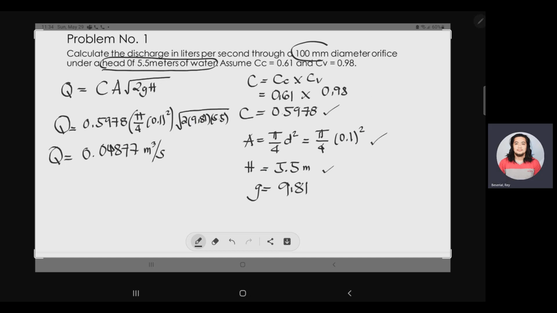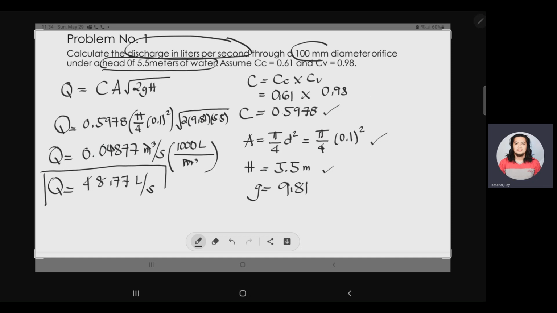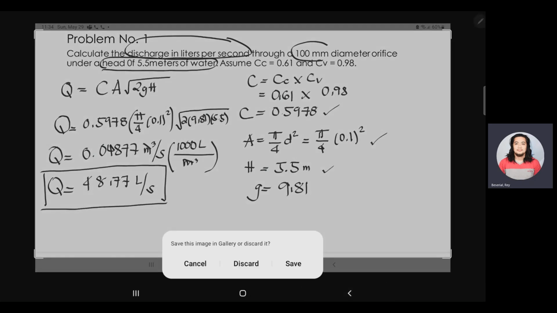meter cube per second. So, ang sabi dito, yung discharge natin is in liters per second. So, i-convert natin siya into liters per second. So, i-times natin sa 1,000 liters per cubic meter. So, cancel, cancel. Meron tayong 48.77 liters per second. So, ito yung ating discharge value in terms of liters per second. 48.77. Okay?